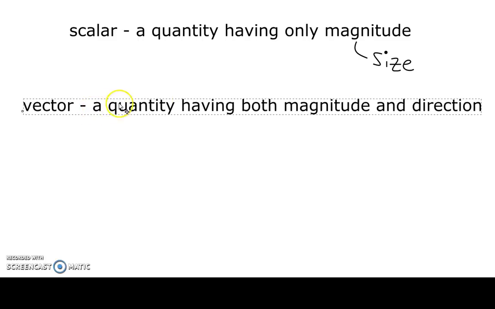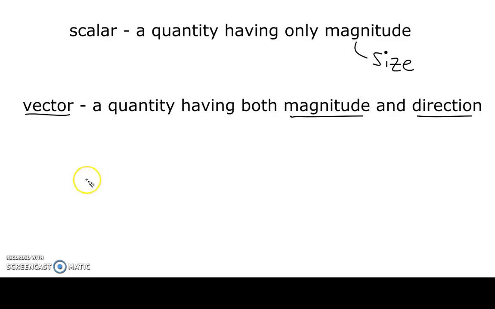A vector, on the other hand, in order to qualify as a vector, you have to have both magnitude or size, and it has to have a direction. Now, some of the quantities we deal with in this class will have both a magnitude and a direction, so that makes it actually a vector quantity.